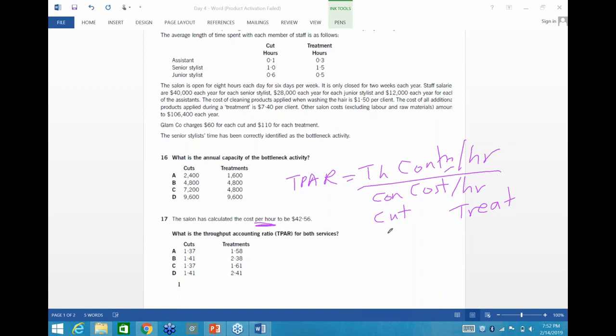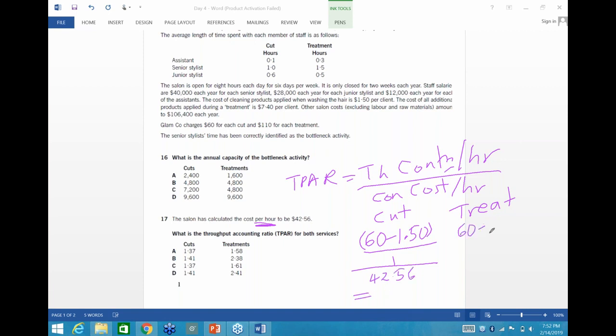So throughput contribution per hour is going to be 60, and the cost of a haircut they said is 1.5. The haircut takes 1 hour. So this is throughput contribution per hour, divided by conversion cost per hour, which is given as 42.56. So this is the first answer.